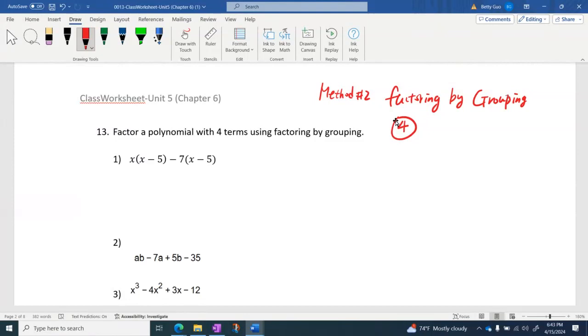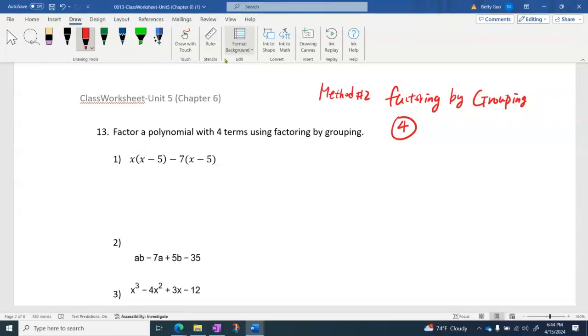Please write it down. The second technique we are going to learn is called factoring by grouping. And we only apply this technique to factor polynomials with 4 terms. If it has 2 terms or 3 terms or 5 terms, we do not apply this method. We only apply this method when we need to factor a polynomial with 4 terms.